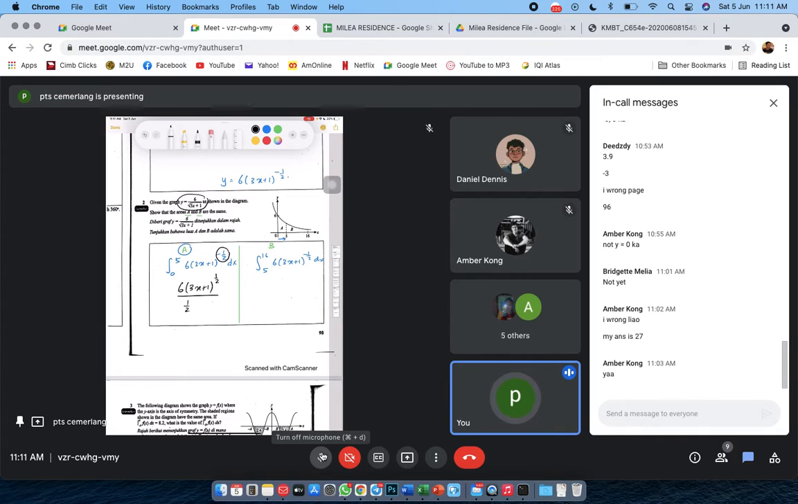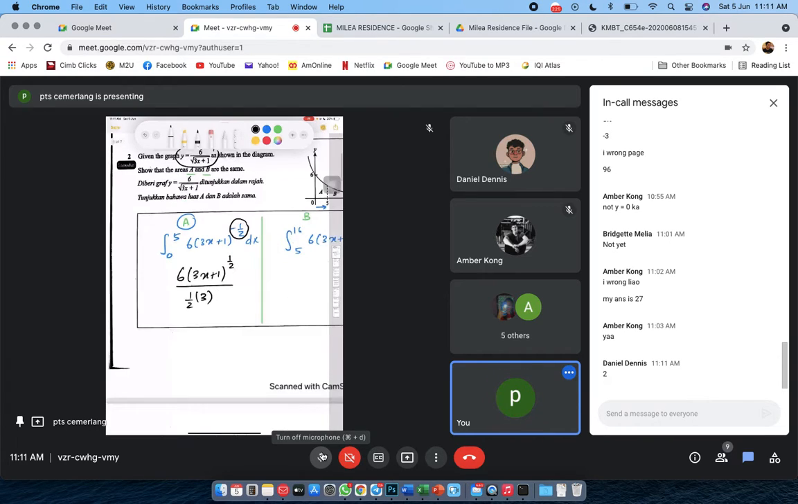Belum habis lagi kan? You kena darab dengan 3. Tahu tak kenapa darab dengan 3? Siapa yang tak tahu, can you type 2? Kalau tak tahu, you type 2 down, so I can explain to you. Jangan malu kalau tak tahu, type 2. Okay, kenapa kena darab dengan 3?